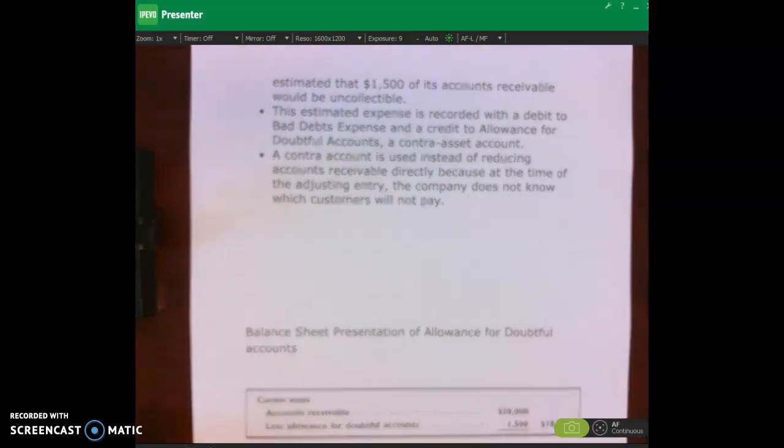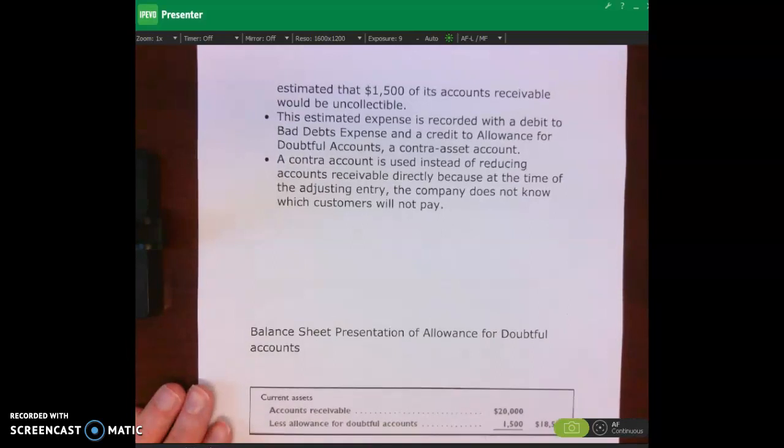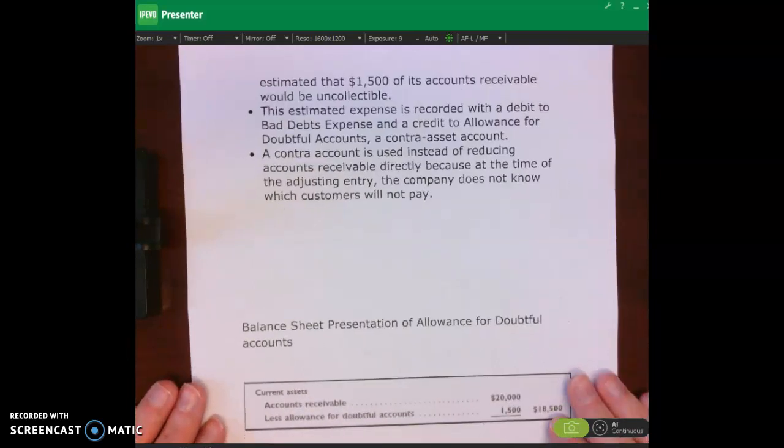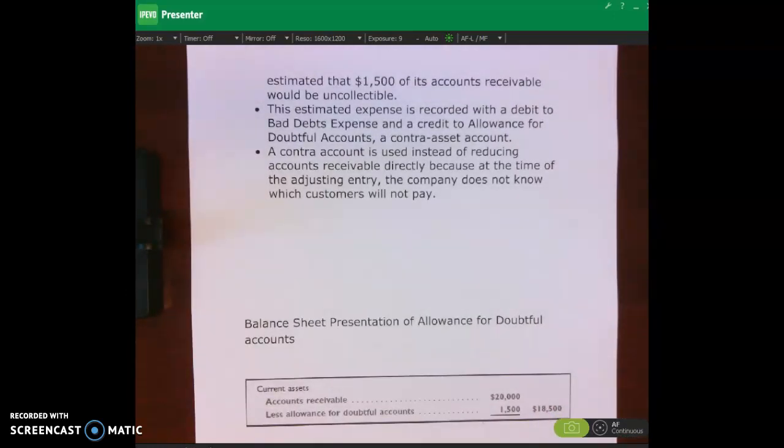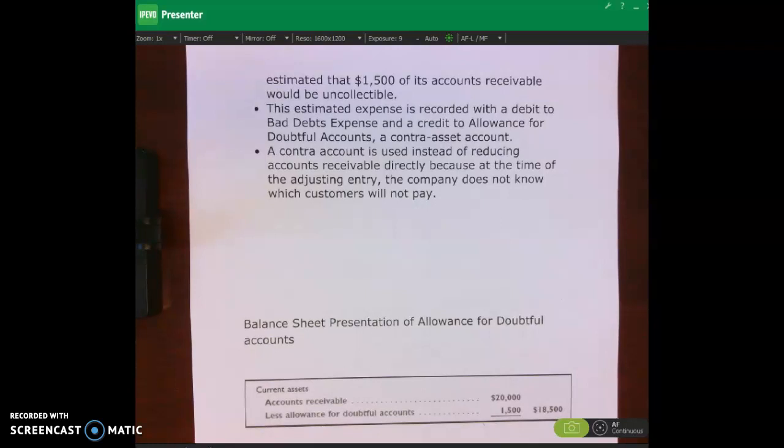And now I'm on page 183. So TechCom thinks that $1,500 of its accounts receivable is going to be uncollectible. Sorry, sometimes the document camera has to focus. There we go. So TechCom thinks that $1,500 of its accounts receivable will be uncollectible. They're never going to get that. So what is the journal entry?